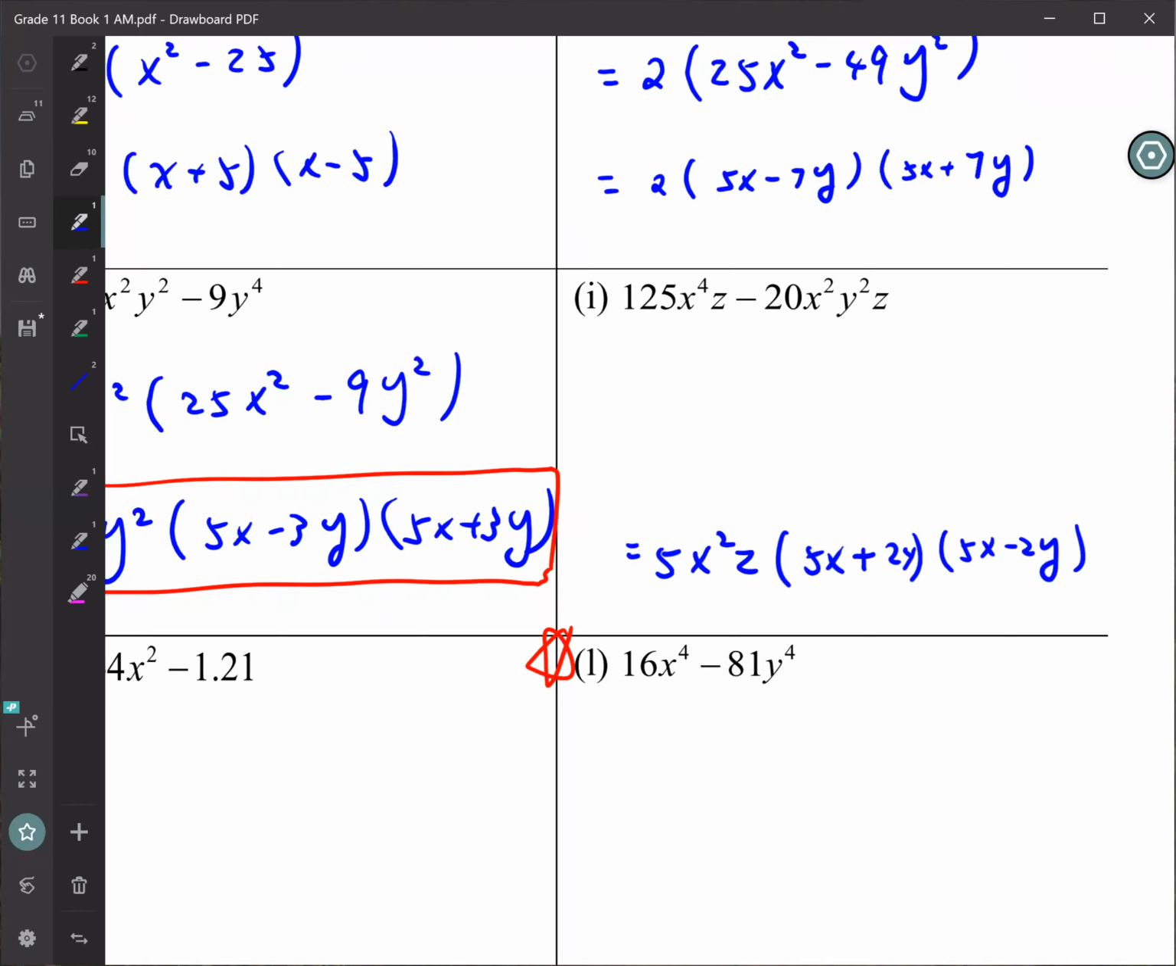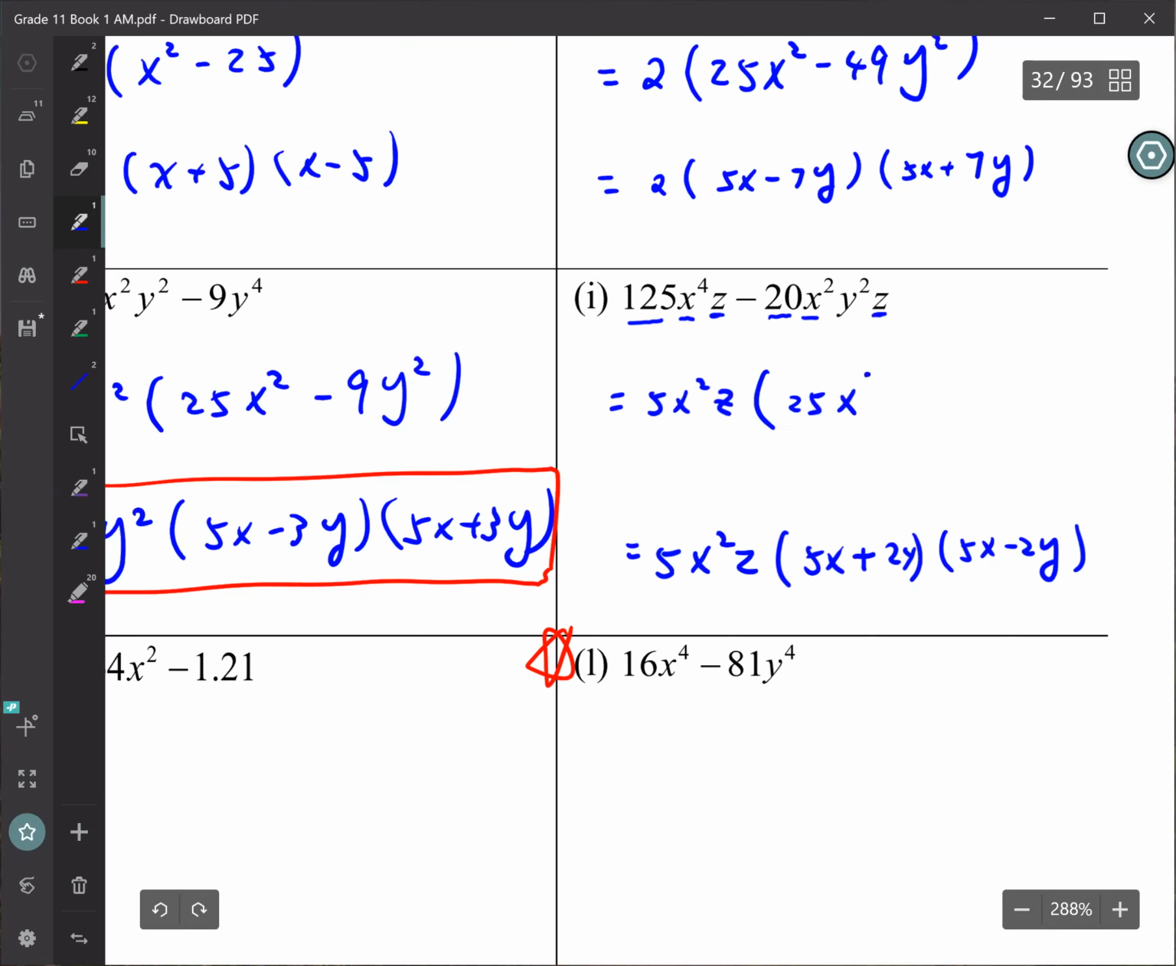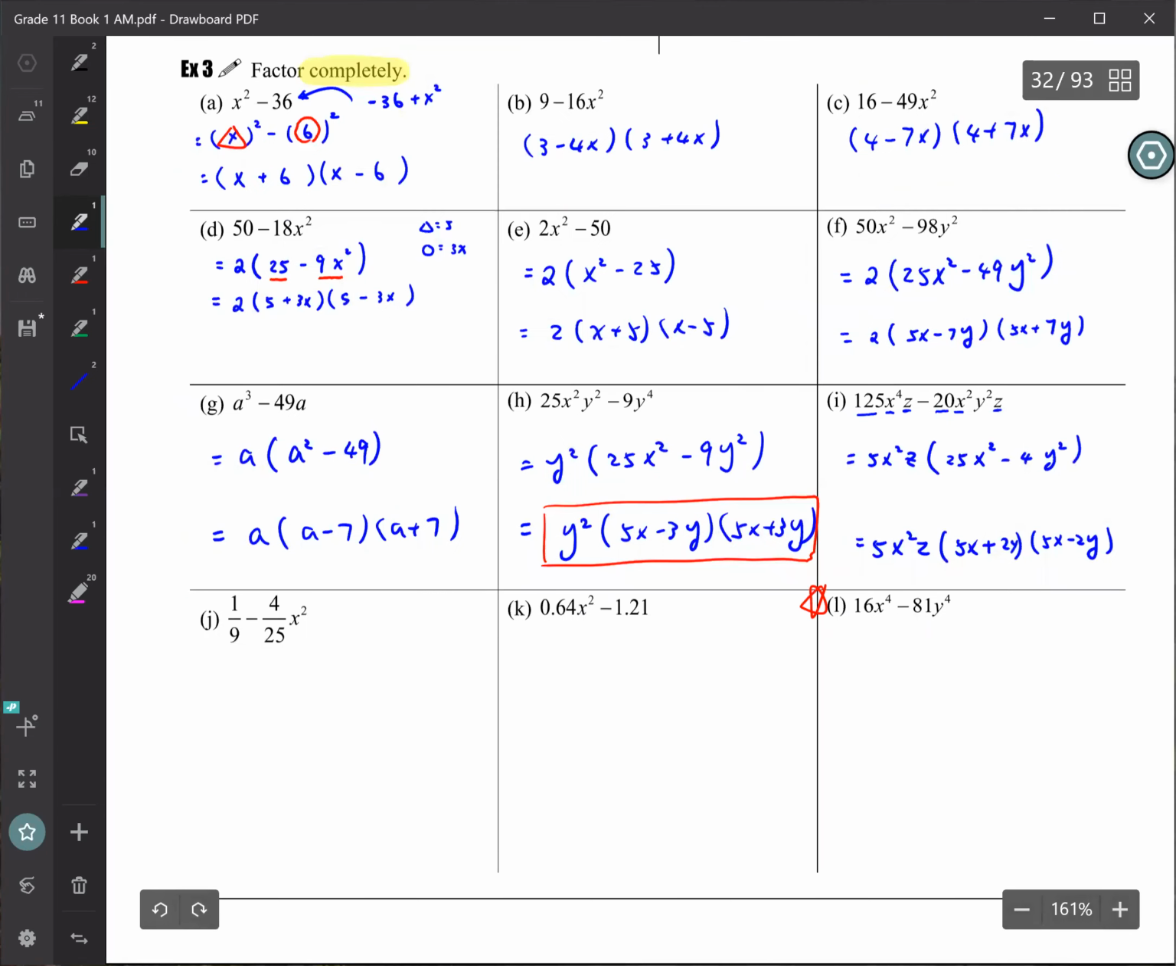So many letters, right? So you see that you have z and z, and you have the x squared, x to the 4. Those are common, GCF, right? Also for the numbers, we can take out 5. So that's why there's a 5x squared z at the front. Then you're left with 25x squared minus 4y squared. Okay, so that's how you get the last line.